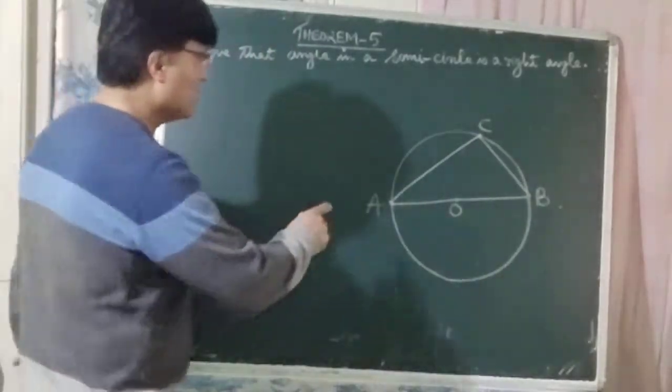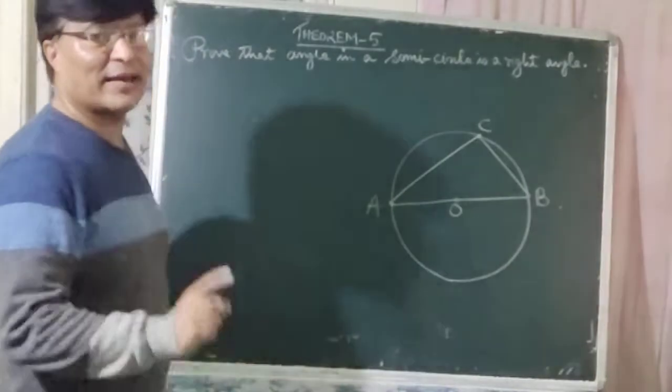And you have to prove that the angle in the semicircle is a right angle.